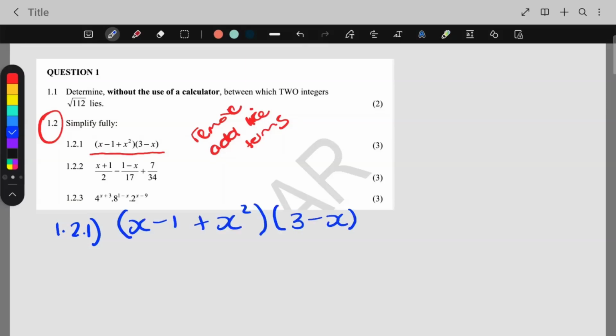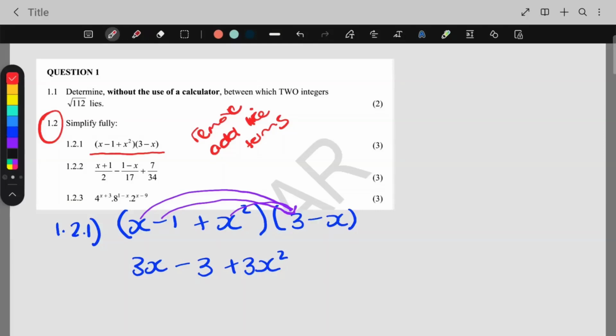Okay, so now I'm going to multiply this out. I'm going to say this times this. x times 3 is 3x. Then I'm going to say negative 1 times 3, and the answer is negative 3. And then I'm going to say x squared times 3, and I get plus 3x squared.